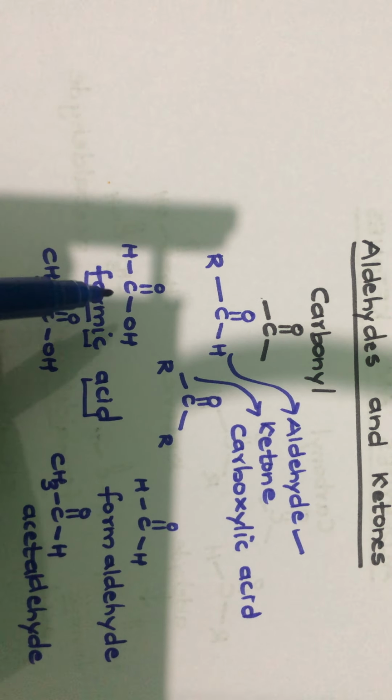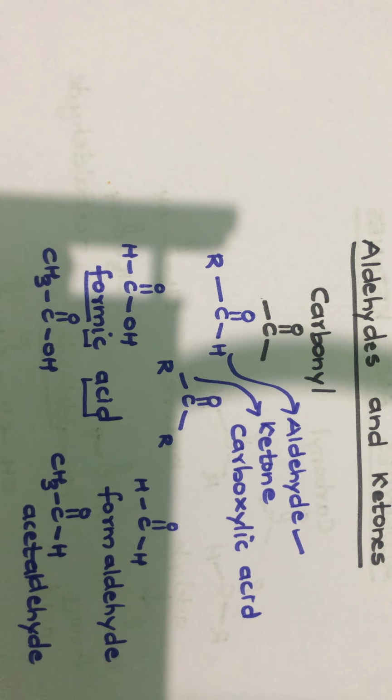In the common system, generally for acids, if there is one carbon, we use form. If there are two carbons, we use acet. For three carbons, we use propion. For four carbons, we use butyr. Now, if there are substituted aldehydes, the position of the substituent is indicated by using a Greek letter: alpha, beta, gamma, delta, and so on.